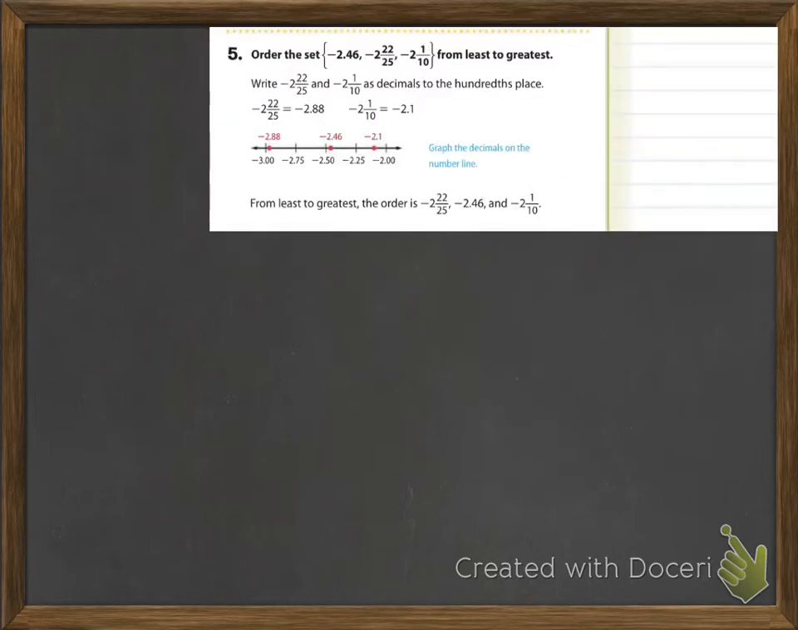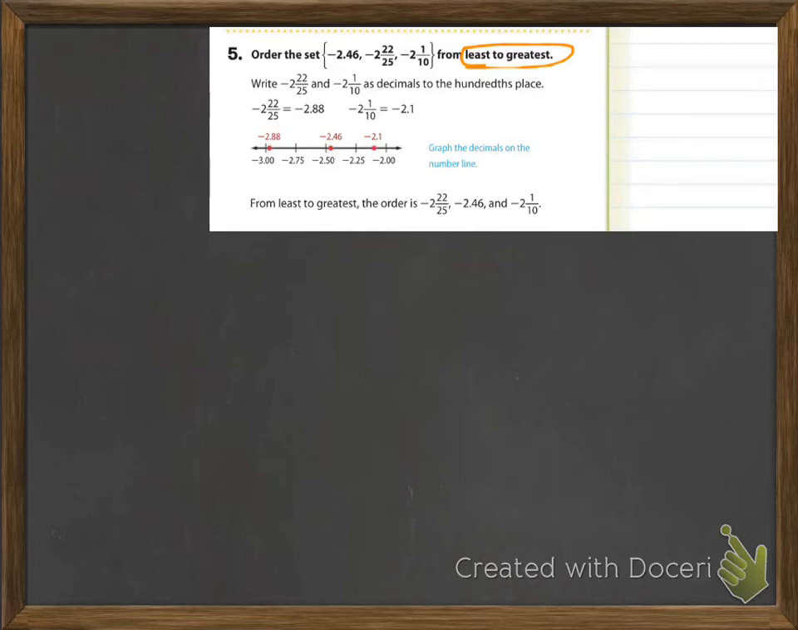All right, so on example 5 here, it says to order the set negative 2.46, negative 2/25, and negative 2 1/10 from least to greatest. The first thing I'm going to notice and point out is that it's from least to greatest. That's super important, so you always want to point that out. Then I'm going to make sure that all of these are negative or that all of them are positive. Remember, you want to double check that first, because any of the positives would be greater than any of the negatives, regardless of what the number was.